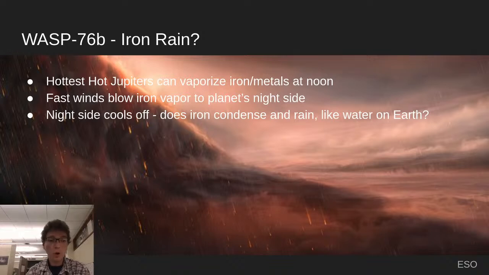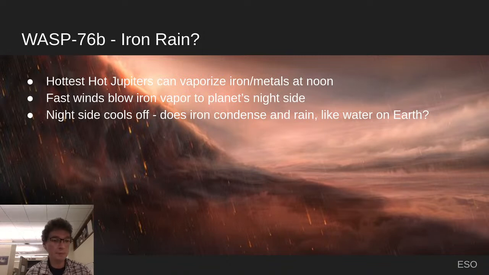And these temperatures are so hot that iron will be vaporized during the day, along with other metals, things like chromium, calcium, other things that we normally don't think of being vaporized will be vapor during the day on this planet. We also know that fast winds are a pretty common feature of these very hot planetary atmospheres, and these winds can blow material from the day side of the planet around to the night side.